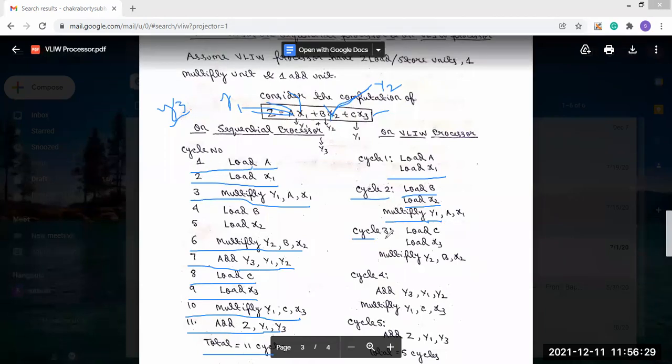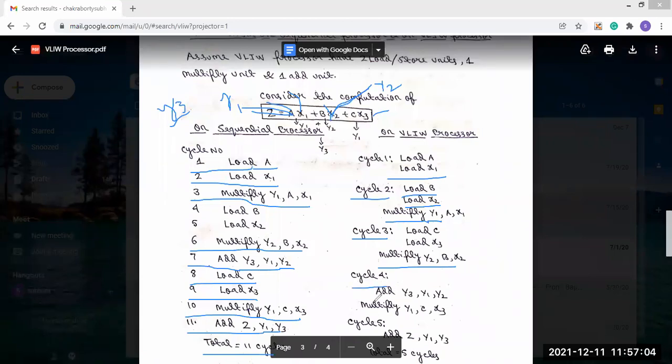Then in clock cycle 3, we load C and load X3. After that, the multiplication of B and X2 is performed in the third clock cycle. So up till now, the sequential processor required 9 clock cycles, but here we performed all of these operations inside 3 clock cycles in the VLIW processor.